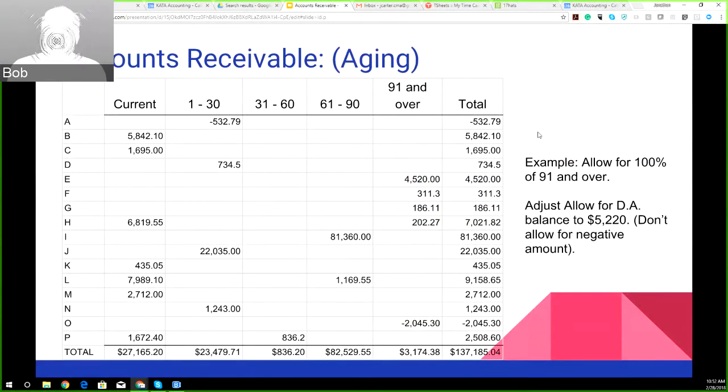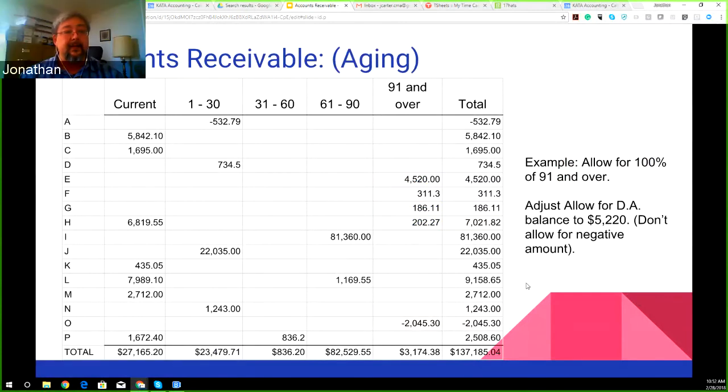Now, again, it's very industry specific. I know that most construction companies are not collecting in under 90 days. So this definitely doesn't apply to every business. These are just different options.